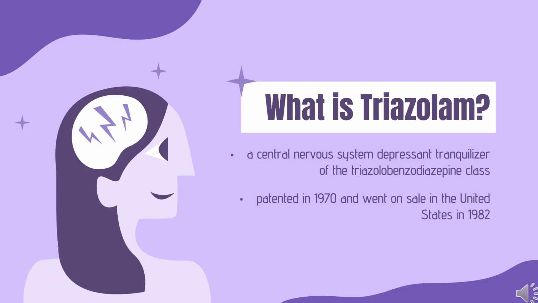What is triazolam? Triazolam, sold under the brand name Halcion among others, is a central nervous system depressant tranquilizer of the triazolobenzodiazepine class, which are benzodiazepine derivatives. Triazolam was initially patented in 1970 and went on sale in the United States in 1982. In 2017, it was the 289th most commonly prescribed medication in the United States, with more than 1 million prescriptions.